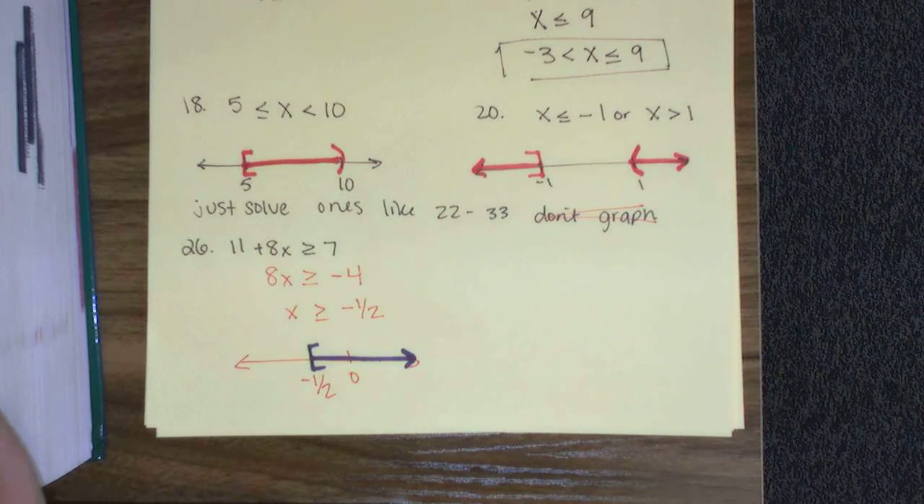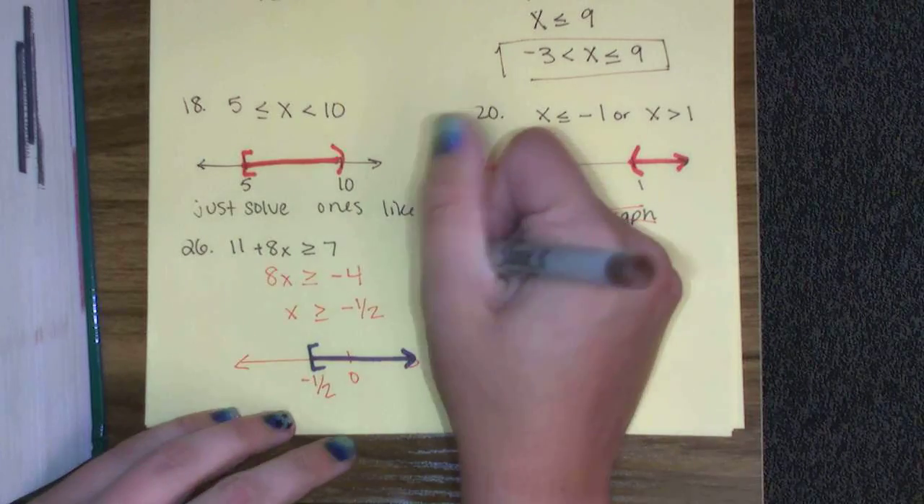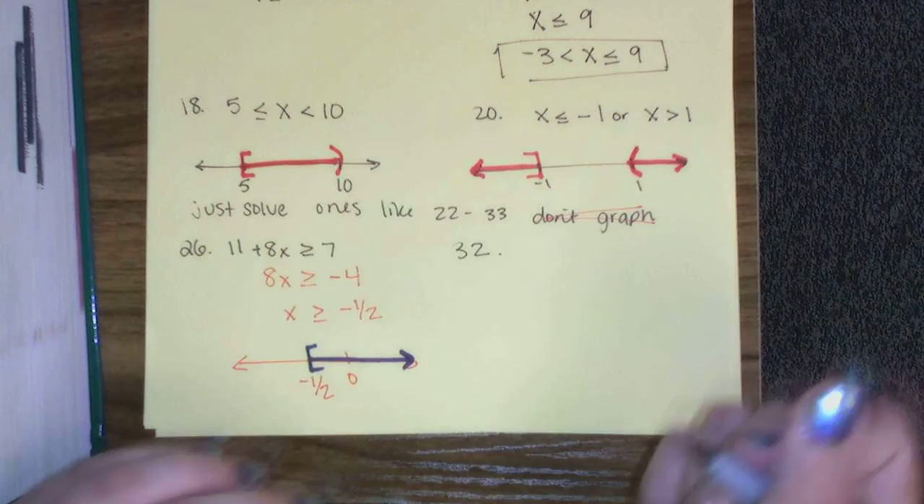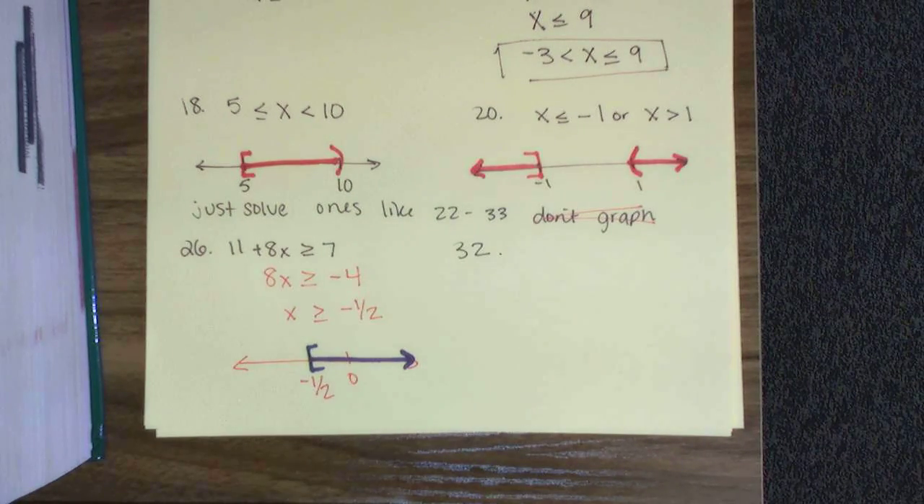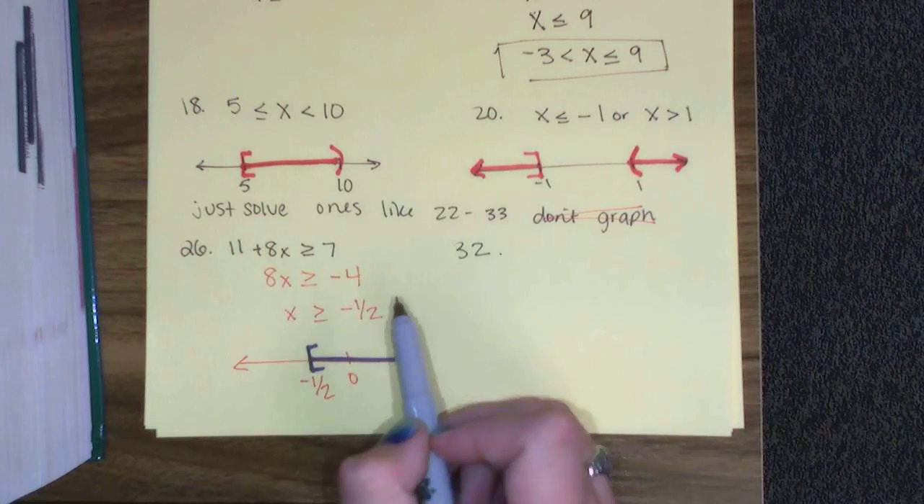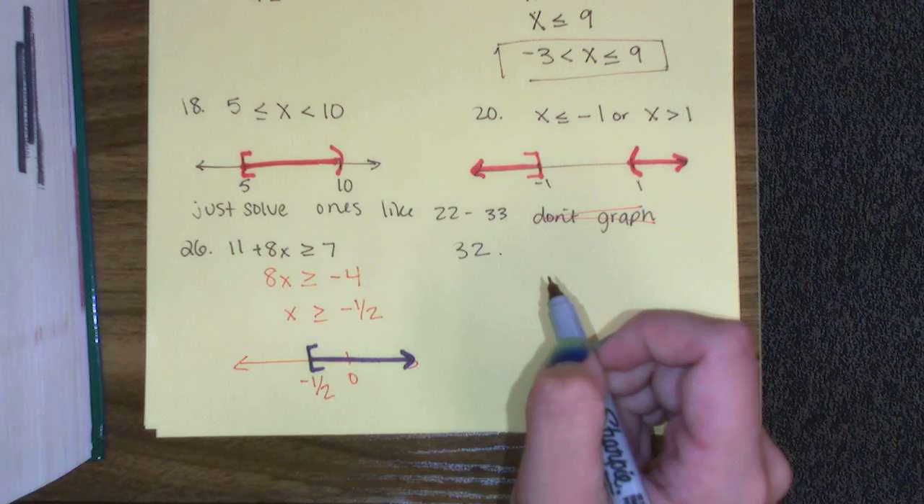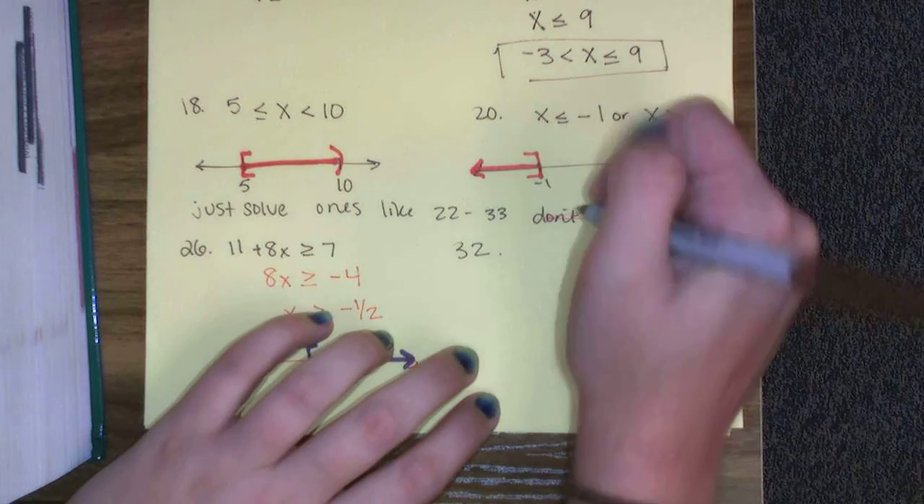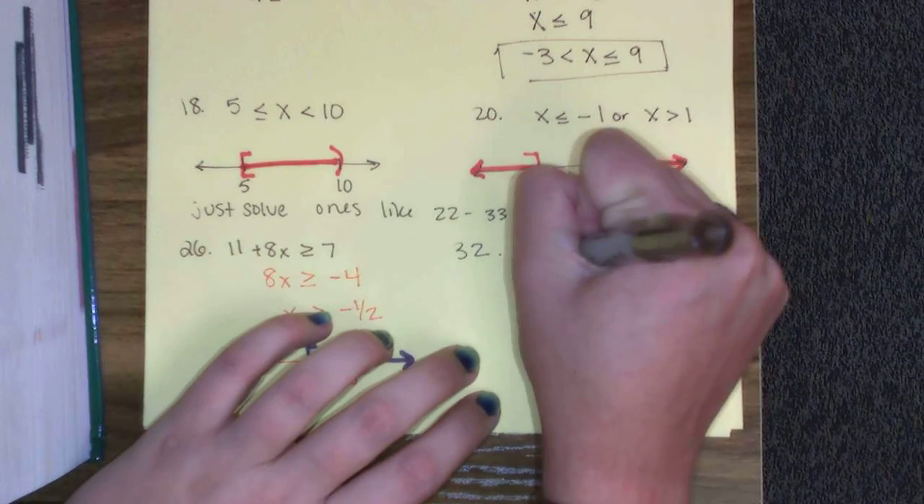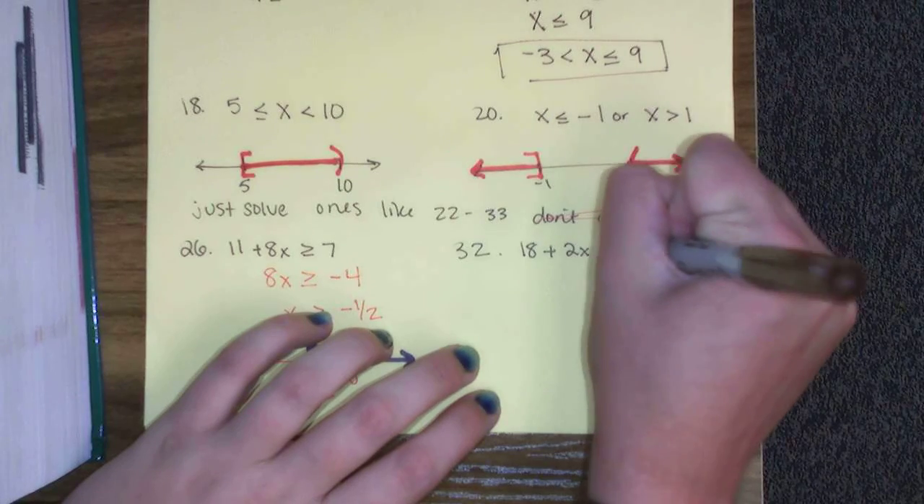Yep, good point. The arrow is pointing the direction the graph is going. Alright, let's do another one, 32. Okay, so I'm taking off the graphing problems 3 through 10, so you will be graphing these ones then, since that's your preference. 32, 18 plus 2x is less than or equal to 9x plus 4.